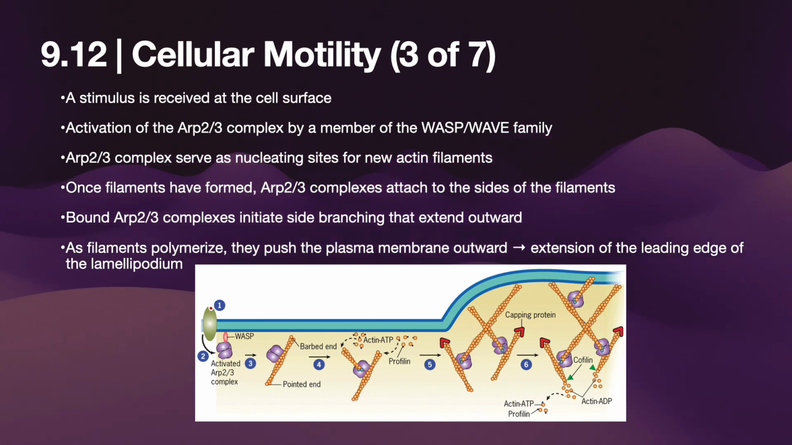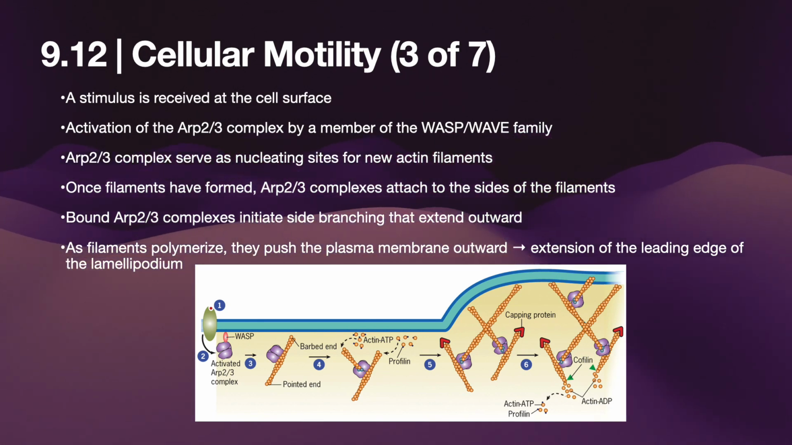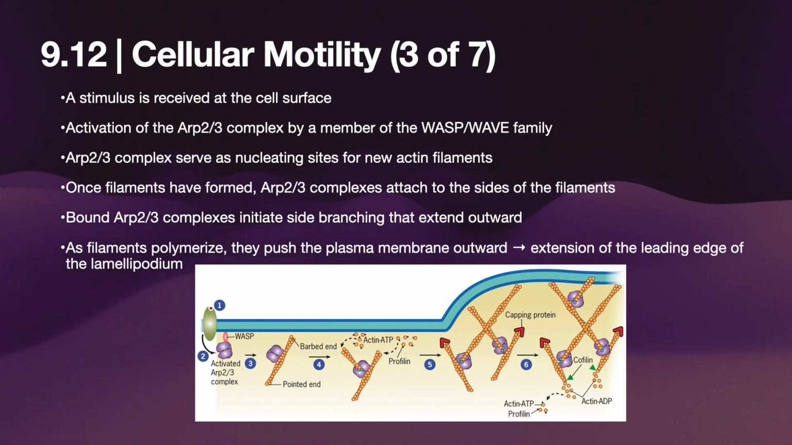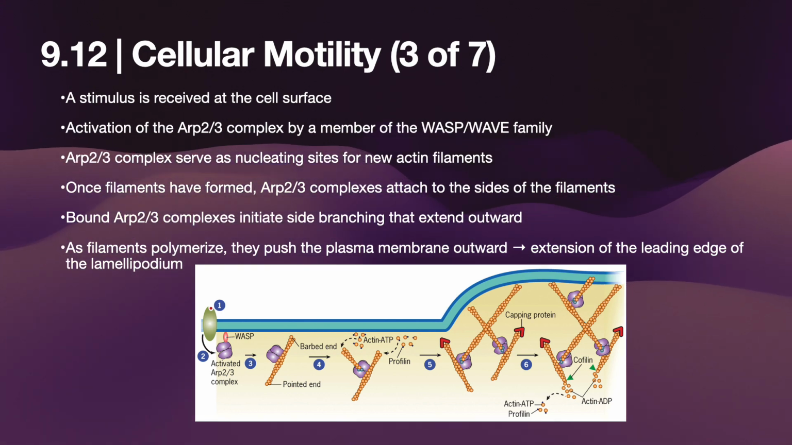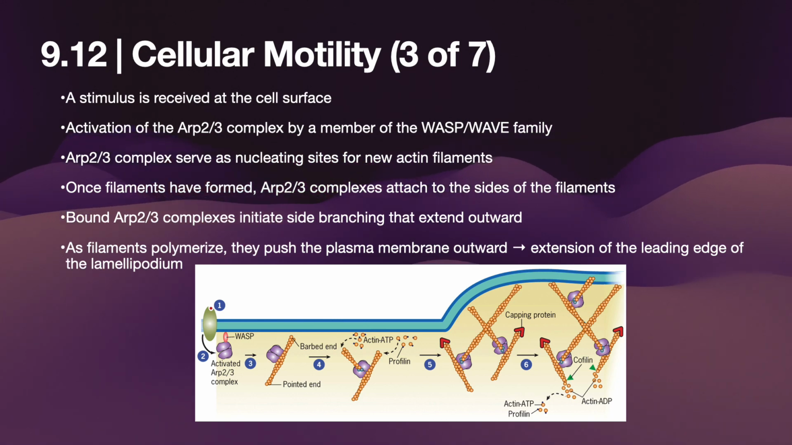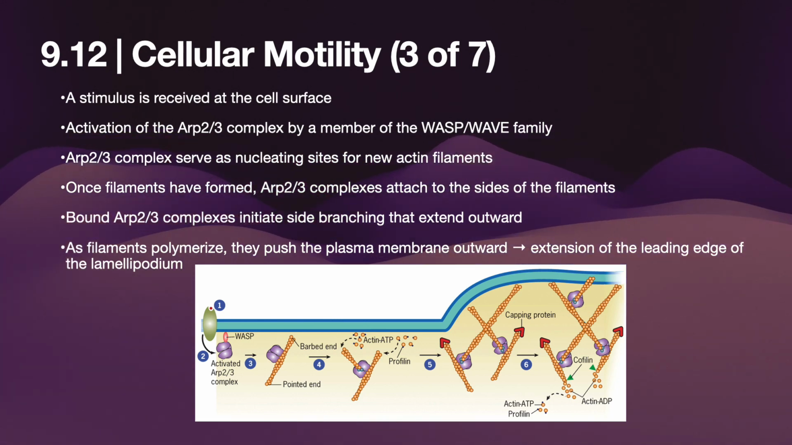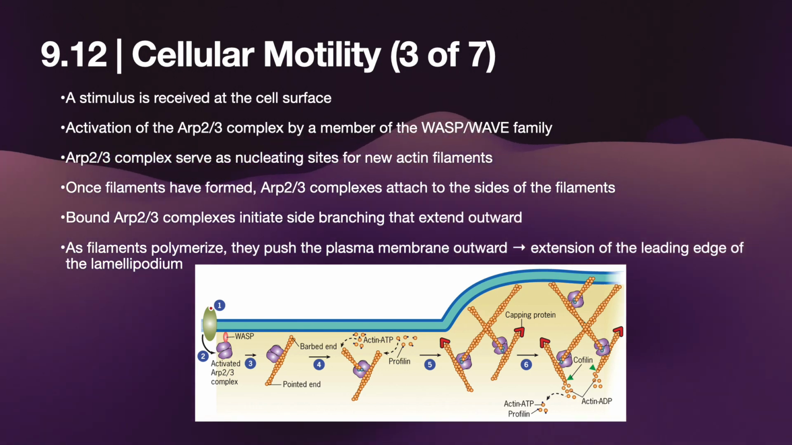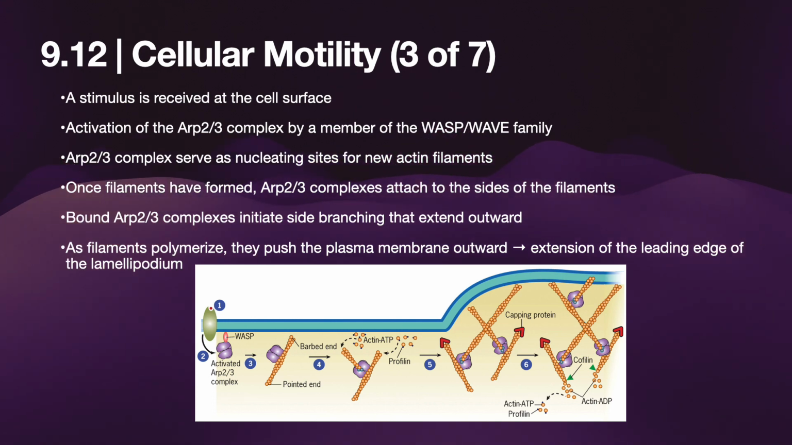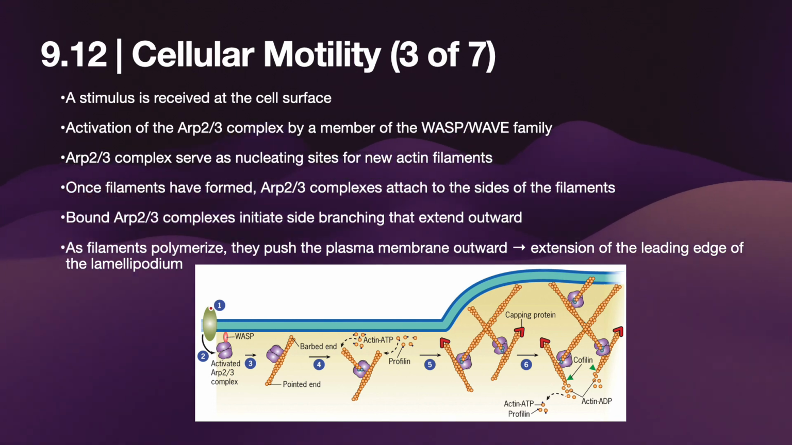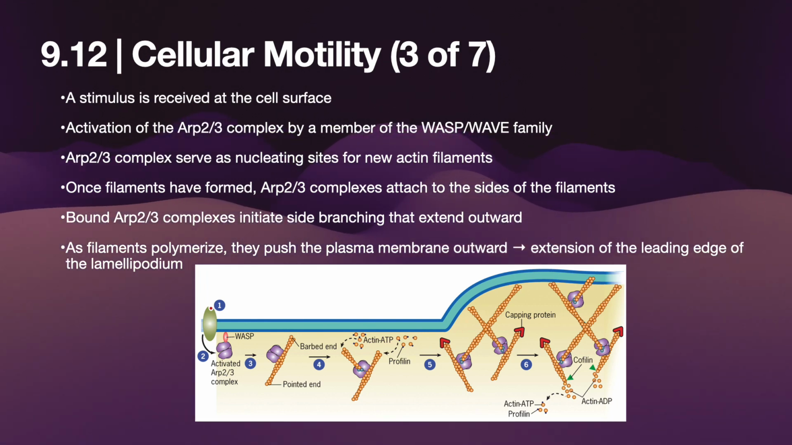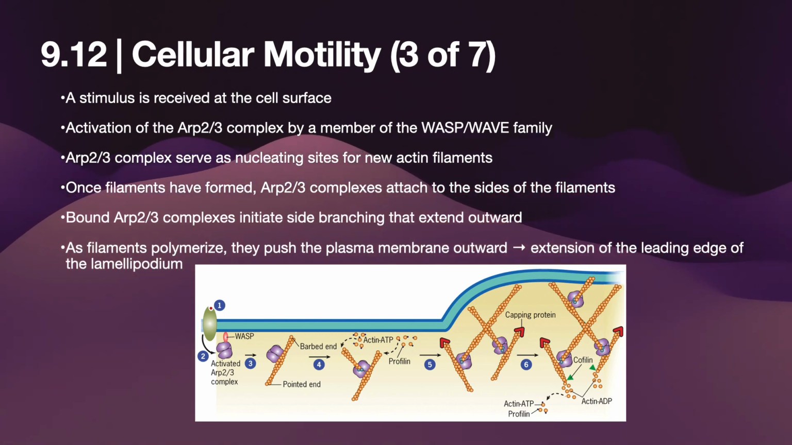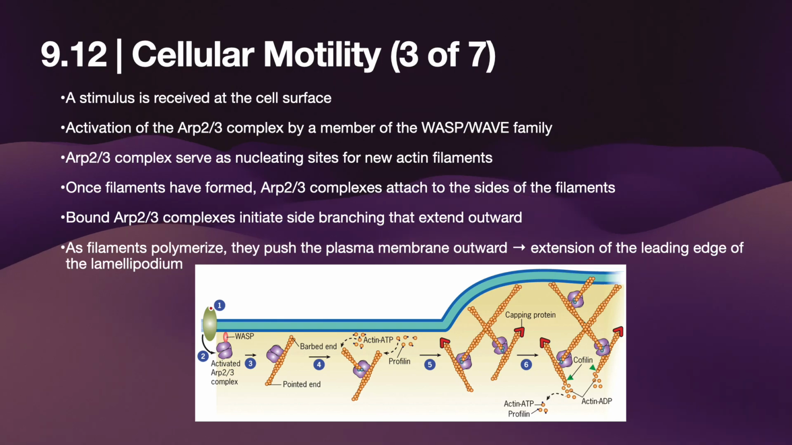A stimulus is received at the cell surface. You'll see this figure below, where it activates the ARP2/3 complex by another member of the WASP/WAVE family. This ARP2/3 complex will serve as nucleating sites for new actin filaments. Once the filaments have formed, the ARP2/3 complex attaches to the sides of the filaments. This bound ARP2/3 complex will initiate side branching that extends outward. As filaments polymerize, they push the plasma membrane outward, thus leading to the extension of the edge of your lamellipodium.